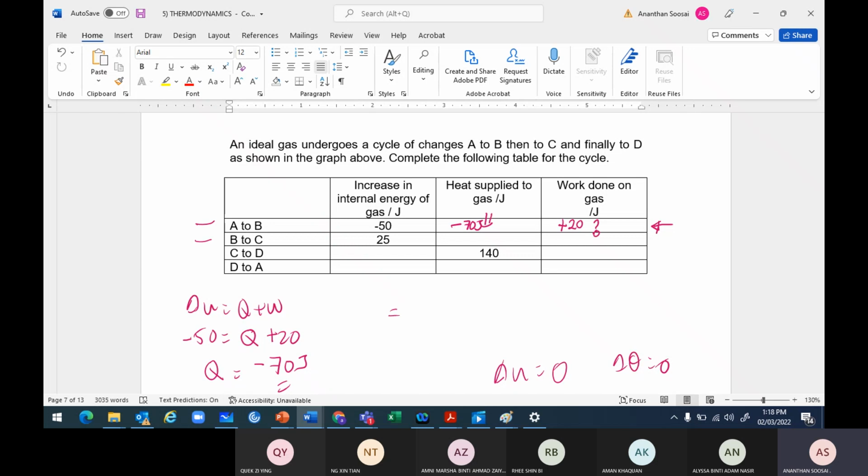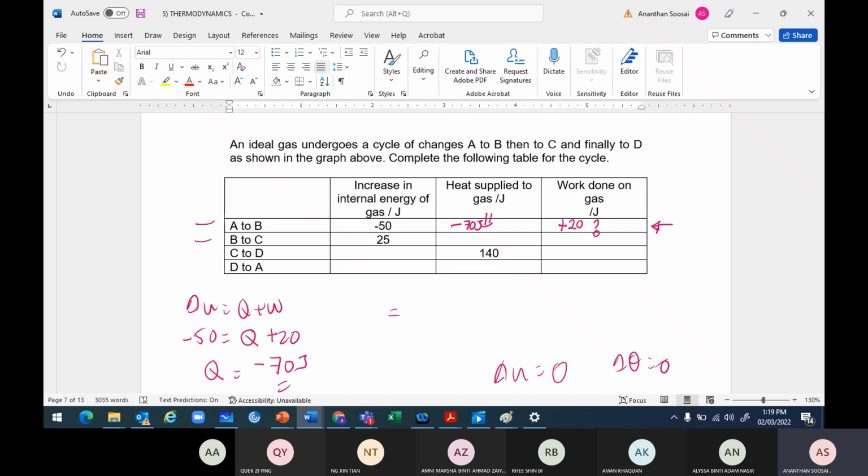Negative 70, first law. Work is positive 20, internal energy reduced. That means heat must be negative 70. The gas needs to be cooled down. The gas needs to be cooled so that compression happens and internal energy goes down. So heat removed from the system was 70 joule. 70 joule of energy has been removed from the system. Cool.